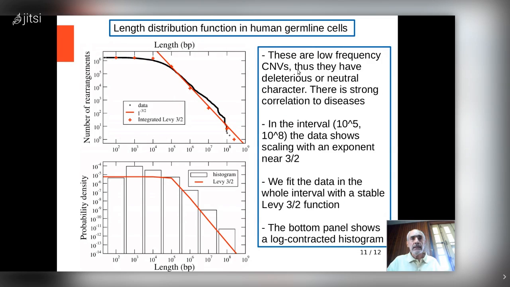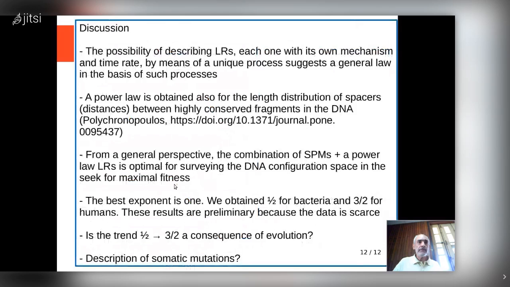Let's mention that these copy number variations are low frequency mutations. That is, in the population they show low frequencies. Then they are mainly deleterious or neutral in character. And the authors show that there is a strong correlation to diseases. In the data range, they show a scaling, as I mentioned. Okay, the bottom panel is supposed to show that there are fluctuations in the low length scales. Nothing more.